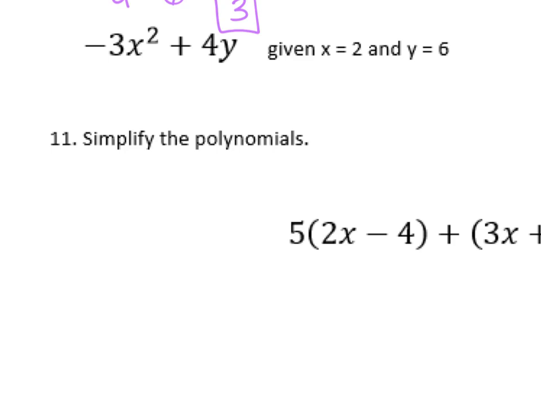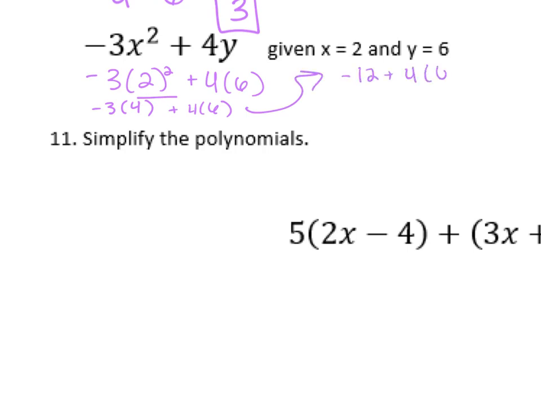So on this last problem, we're doing the same thing. So I have negative 3 times 2 squared plus 4 times 6. Again, I'm working my exponents first. Negative 3 times 4 plus 4 times 6. Over here, that becomes negative 12 plus 4 times 6. Remember, I work left to right. And then I have negative 12 plus 4 times 6 is 24. Negative 12 plus 24 is a positive 12.